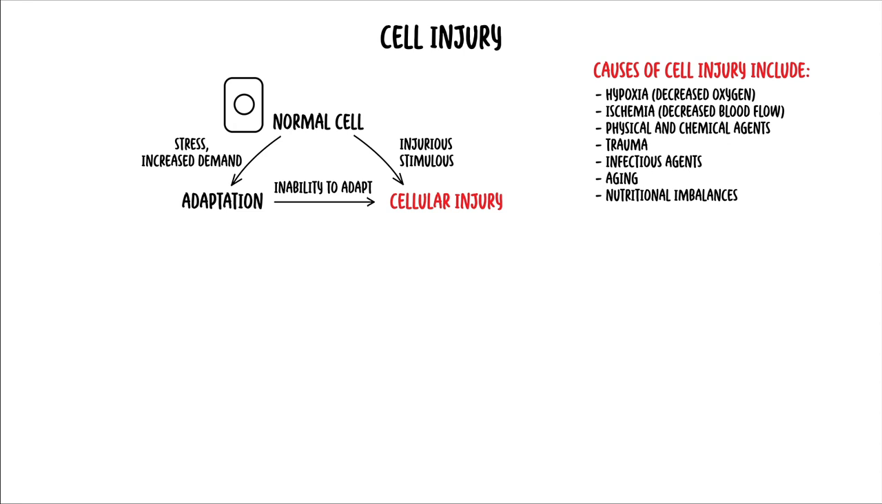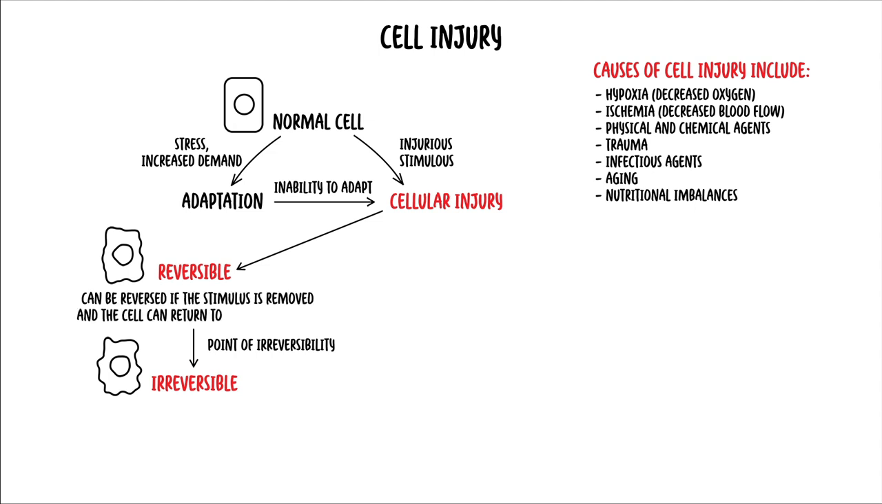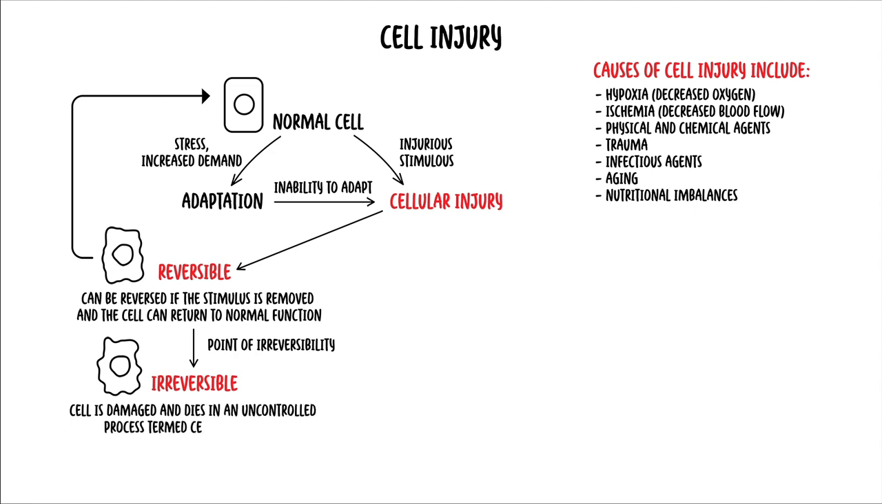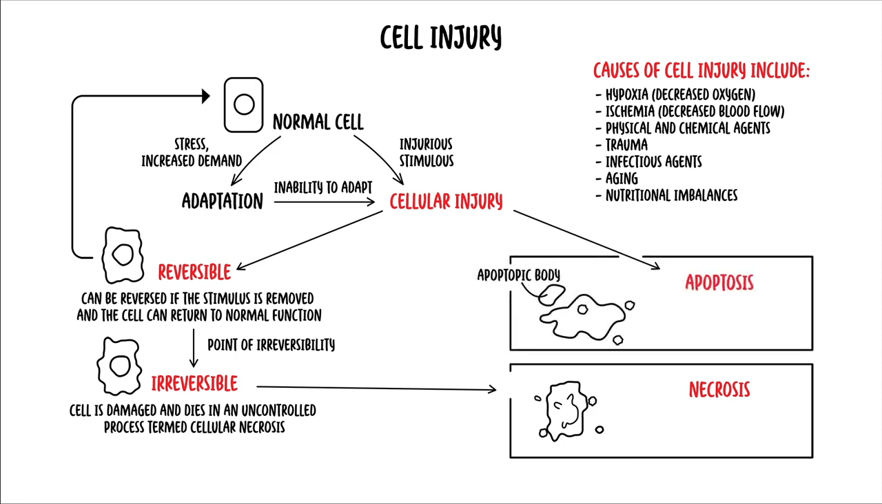Cellular injury can be divided into two types: reversible cellular injury or irreversible cellular injury. Reversible cellular injury, as the name suggests, can be reversed if the stimulus is removed and the cell can return to normal function. Irreversible cellular injury means the cell is damaged and dies in an uncontrolled process termed cellular necrosis. The other form of cellular death is apoptosis, which is programmed cell death.